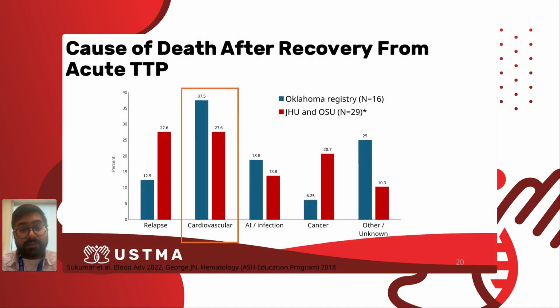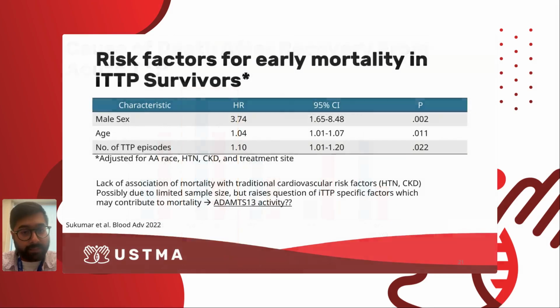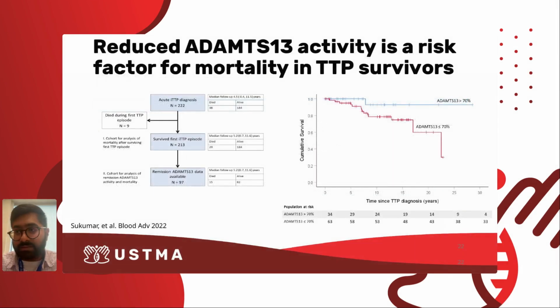The major cause of death after recovery from acute TTP was cardiovascular disease, and this was reflected in both the Oklahoma registry as well as a combined cohort from Johns Hopkins and Ohio State, followed by TTP relapse as being the number 1 and 2 causes of death. Some risk factors for early mortality in our patients include male sex, increased age, and an increased number of TTP episodes. But remarkably, traditional risk factors weren't reflected in the multivariable model, and so this raises questions: are there TTP-specific risk factors which may contribute to mortality?